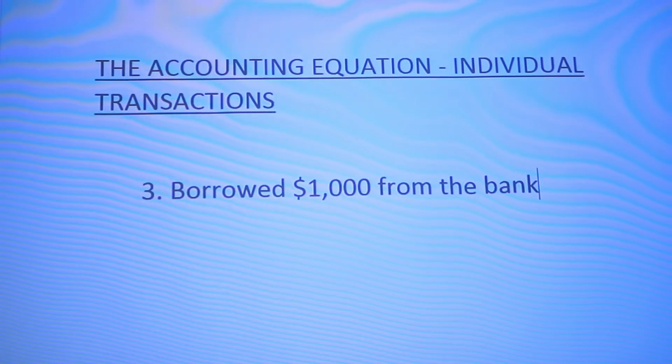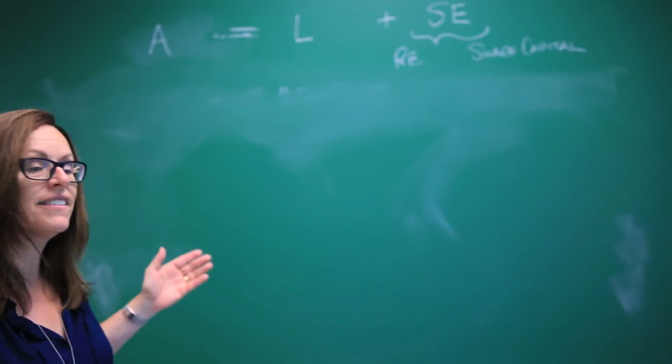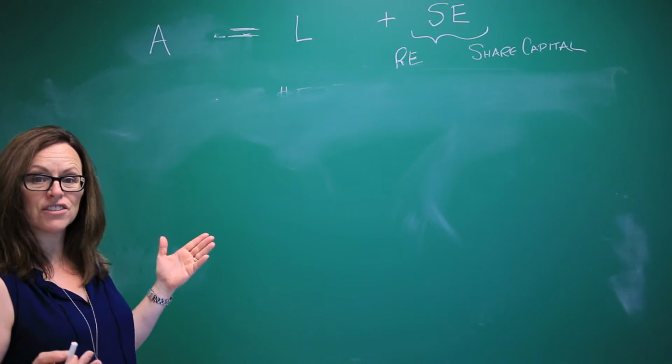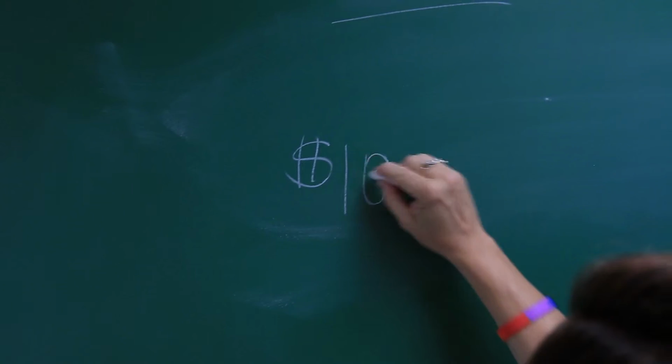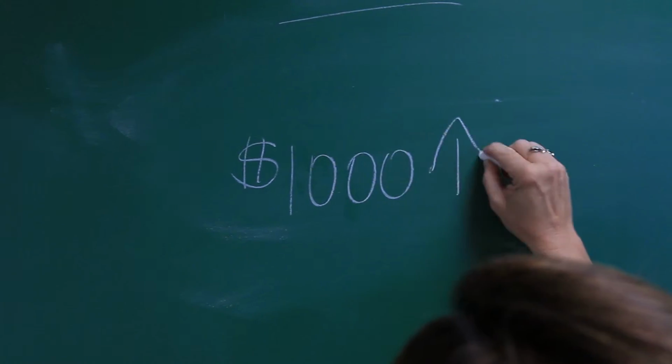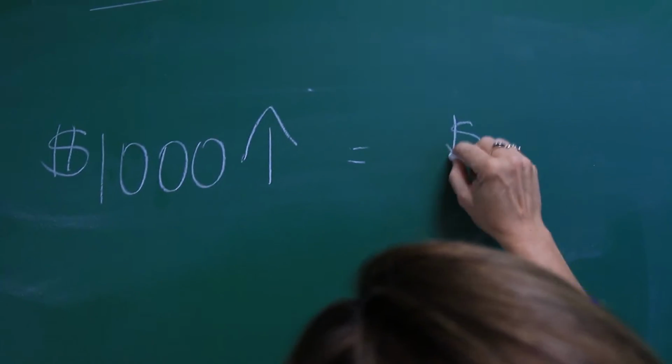Okay, example number 3. So the company is going to borrow $1,000 from the bank. So what is the company getting? In this case, they're getting cash. Cash is an asset. So cash in the company is going up $1,000. That's my arrow just to indicate it's going up.